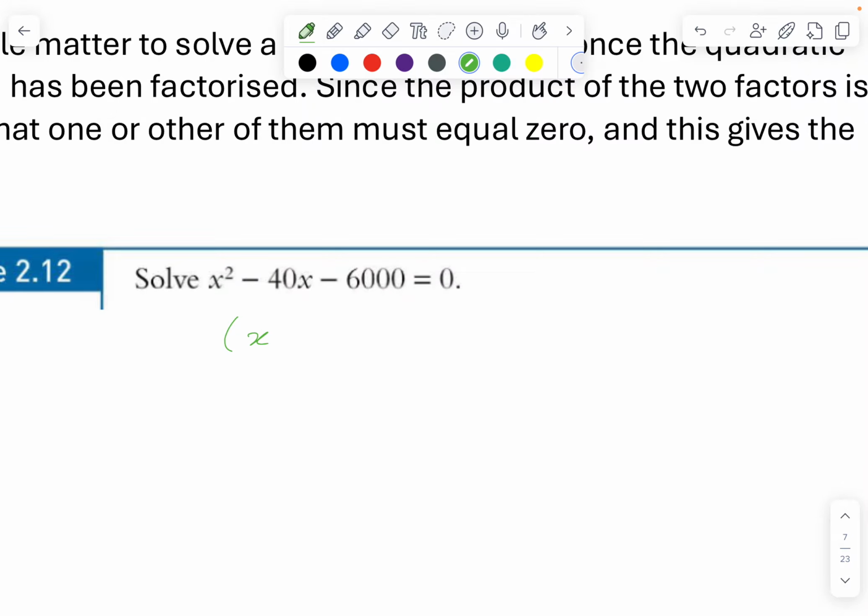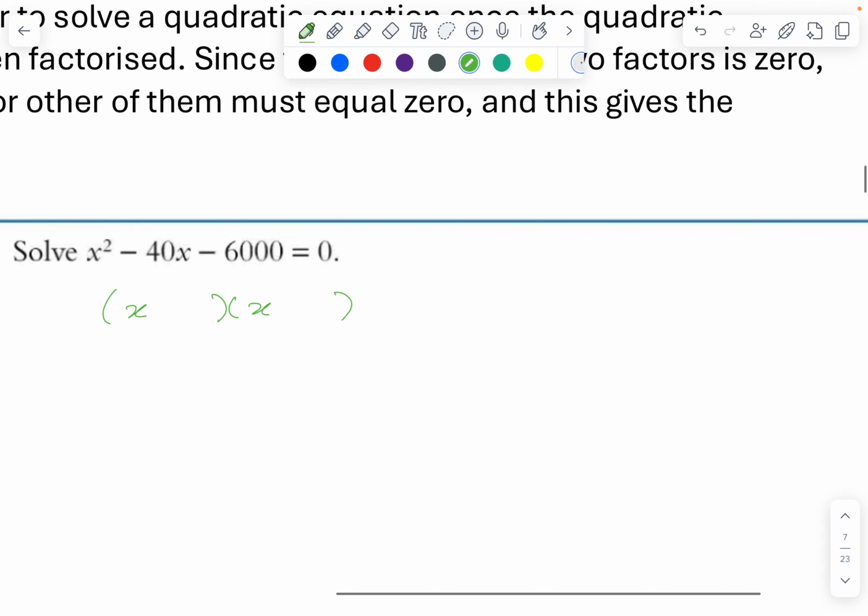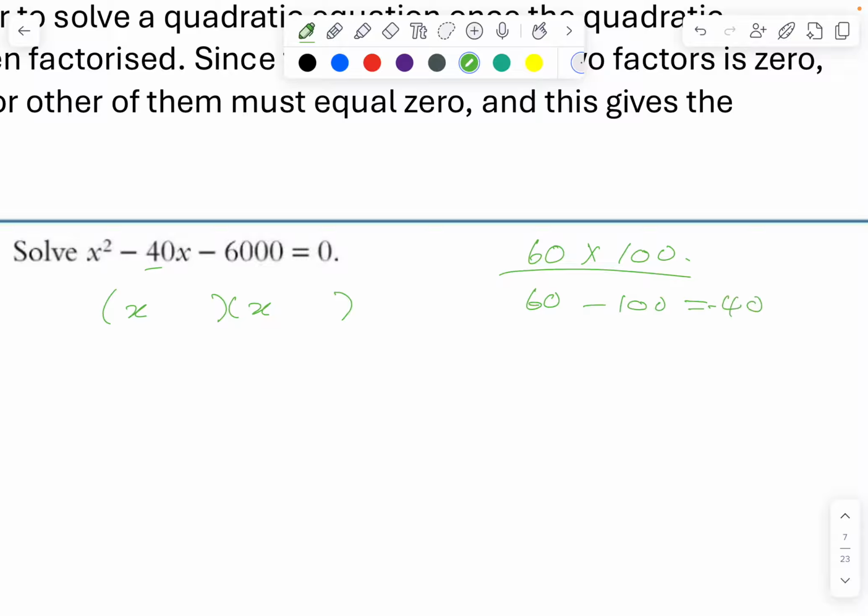So we can have x. Okay, now to get the difference to be 40, let's say 60 times 100. Can this part give us 6,000? Yes. Is the difference, 60 minus 100, giving us 40? Minus 40? Yes. So all of these things are true. So those are the factors that we're looking for.